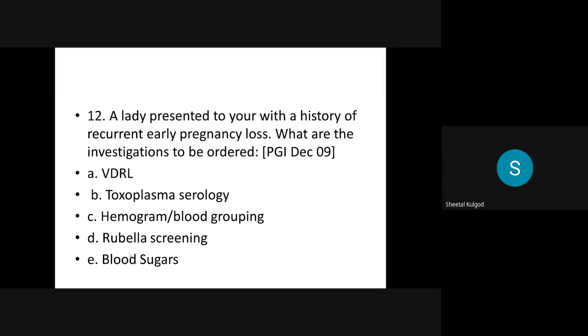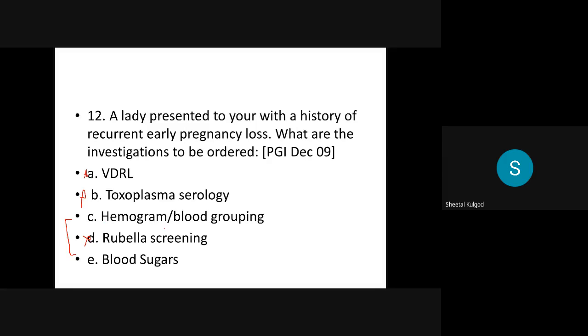See, one thing you can very easily rule out is that infections do not cause recurrent abortions, is it not? So you can cancel off VDRL, you can cancel toxoplasma, and rubella. Options C and D. So we are left with options C and E.